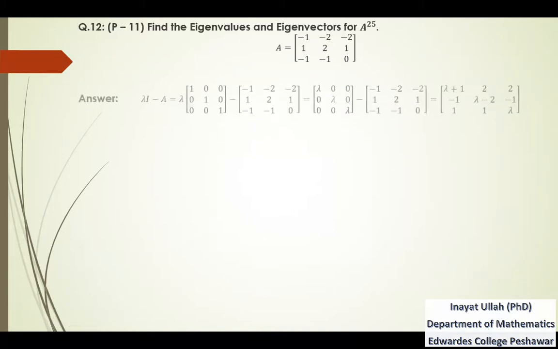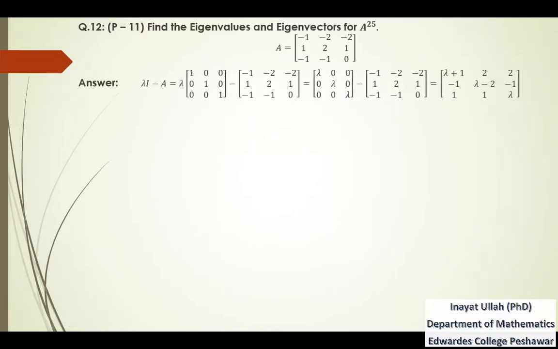In this slide, question number 12, page number 11, the question is to find the eigenvalues and eigenvectors for A power 25, and A is given to us. A matrix is given to us and we are asked to find the eigenvalues and vectors for A power 25. So first of all we need to find the eigenvalues for this matrix A, and for that purpose we need to find lambda I minus A, lambda into I minus A.